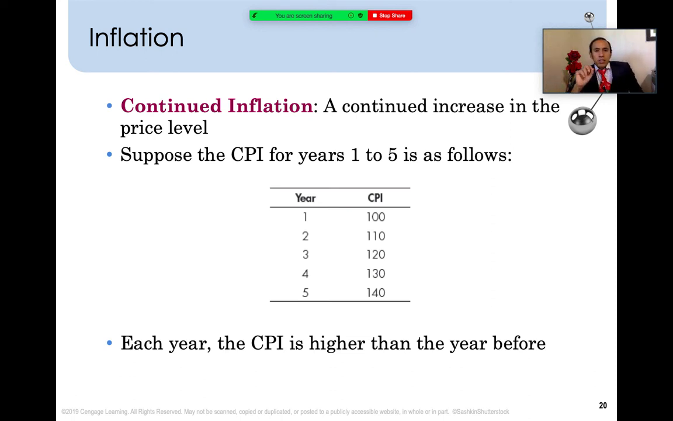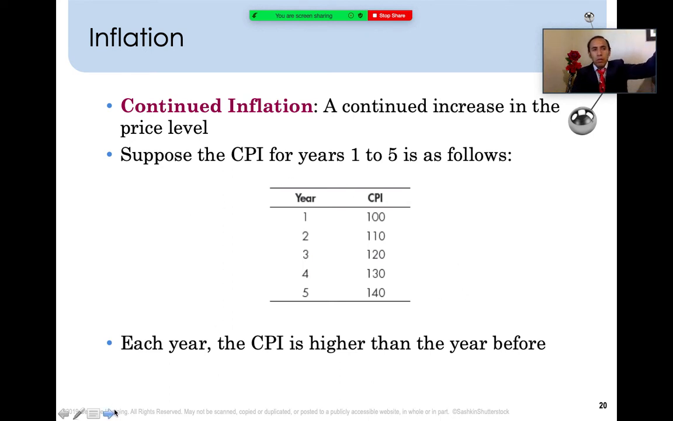And continued inflation is a consistent, ongoing increase in the price level. It just continues to rise. And the price level is measured by the Consumer Price Index, CPI, and it can increase from one year to the next, to the next, to the next, and so on. So here, the Consumer Price Index increases from 100 to 110 to 120 to 130 to 140, indicating that the basket of goods and services is becoming more expensive as time goes on.